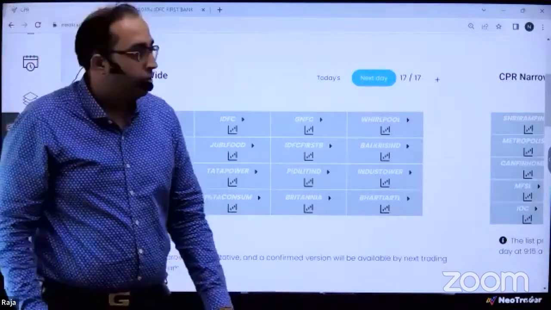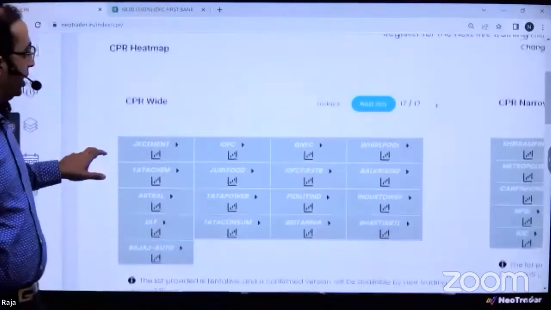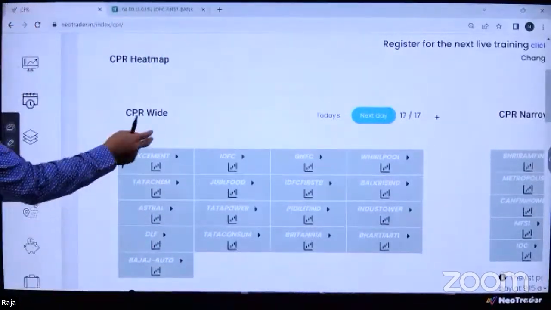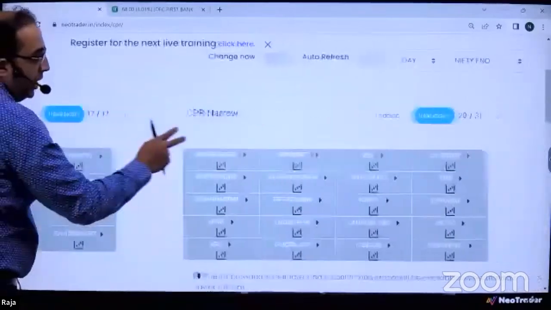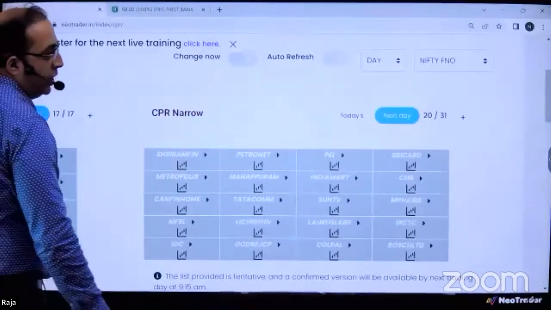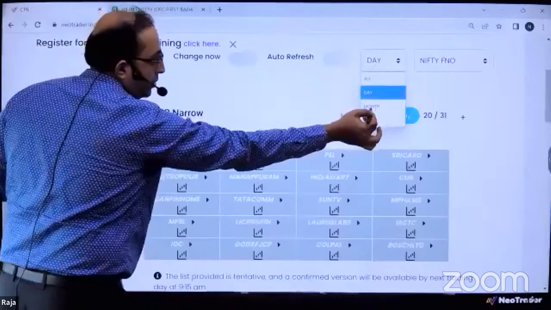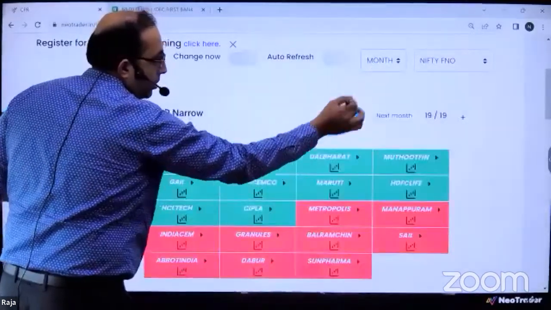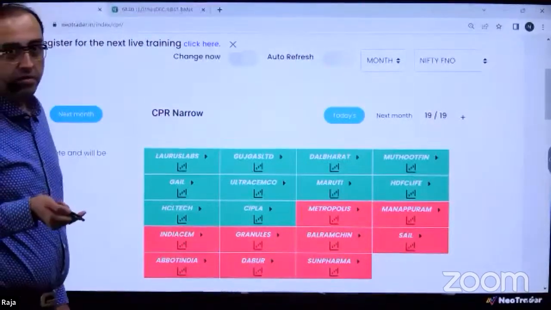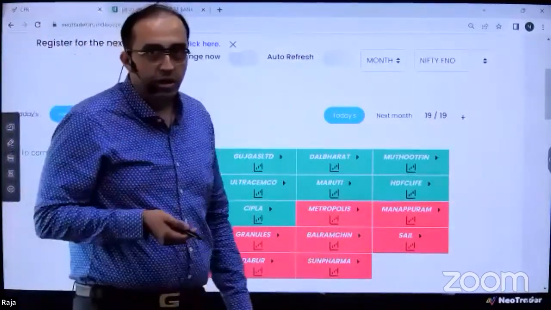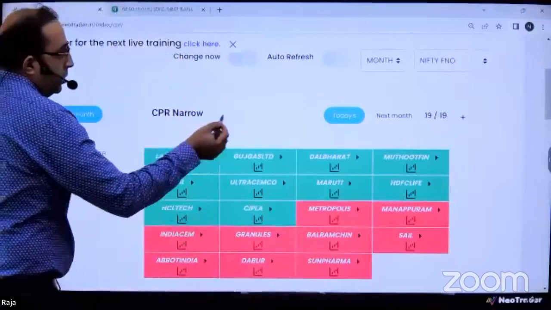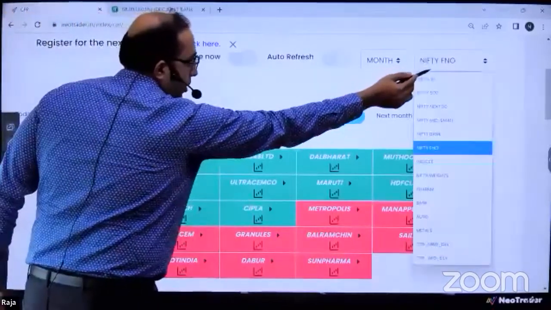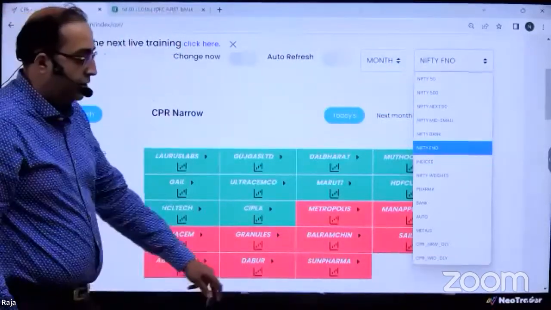Okay, so what we are doing is we are seeing what is the CPR wide for the day, and this is the CPR narrow for the day. The same way you can see for the month, you can see for the week, and the month changes at the end of the month, the week changes at the end of the week. Now, the other beauty is you can create your own watch list.